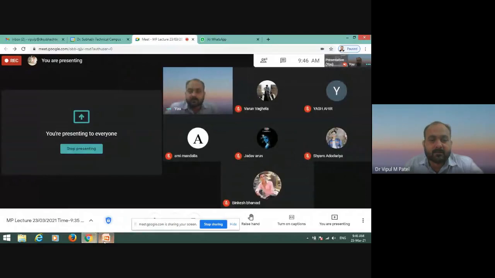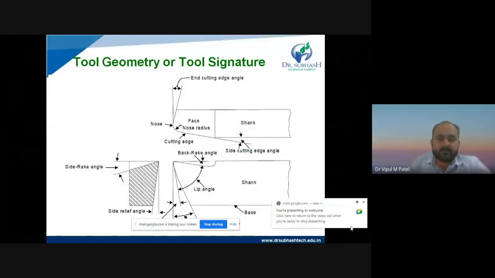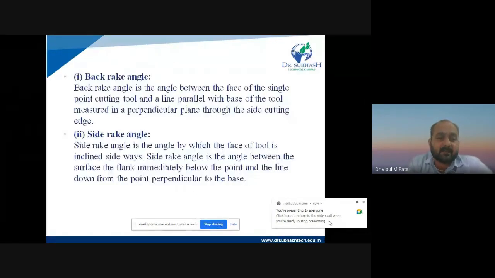So this is an important question, and it may also be asked in your examination. So this is tool geometry. Now how can we explain each and every different parameter like back rake angle, side rake angle, relief angle, nose radius, shank, flank, etc.?